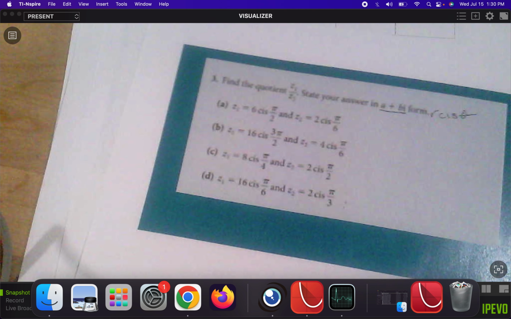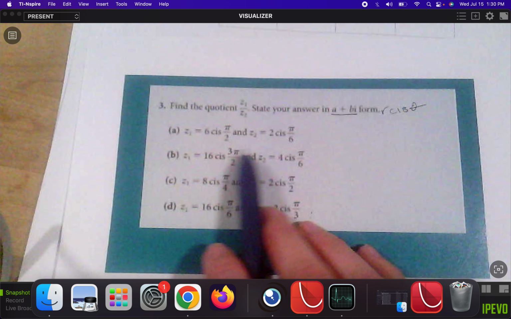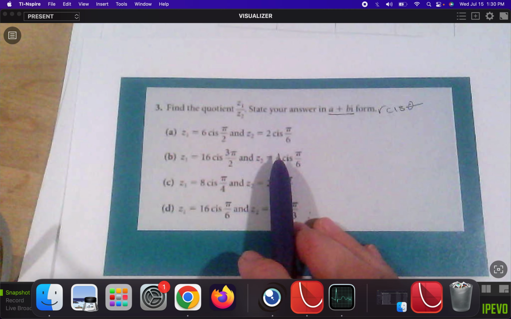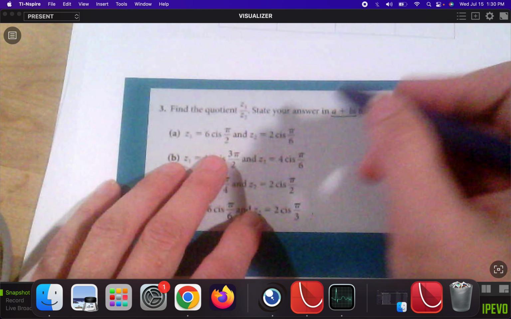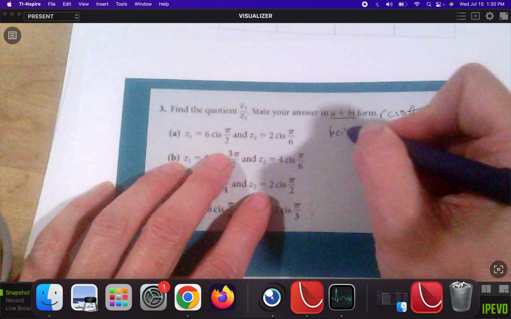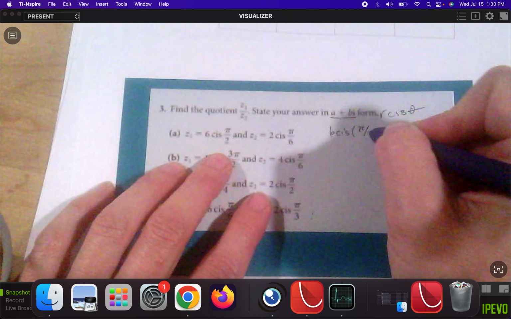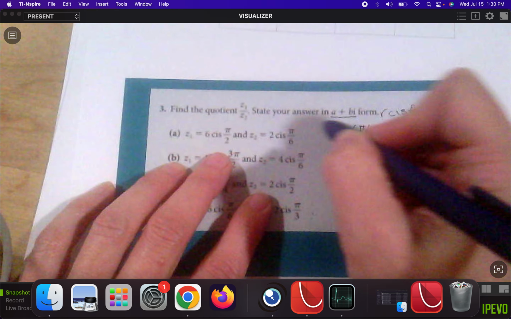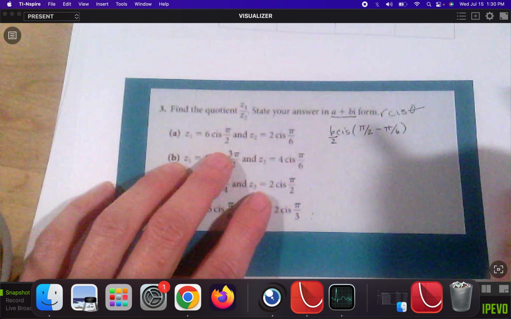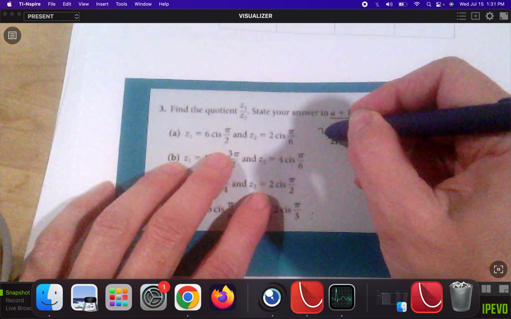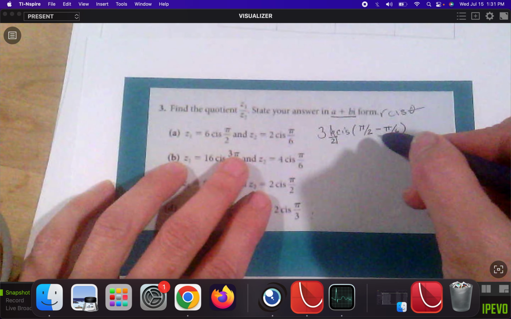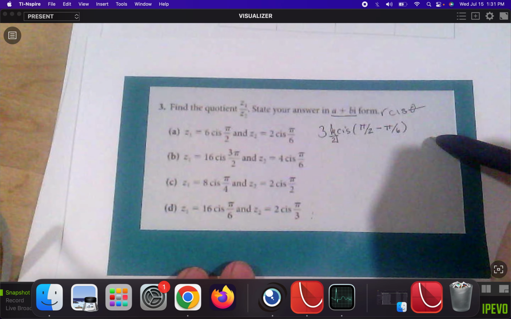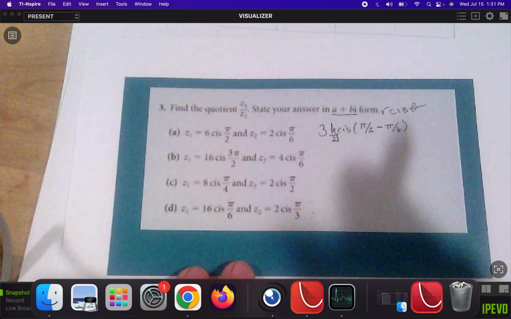And then the last thing here is just thinking about, how do I multiply them? How do I divide them? I don't actually need you to do the subtraction and the adding. You could just do 6 cis pi over 2 minus pi over 6, and then 6 over 2, well, that's just going to be 3, right? So 3 cis pi over 2 minus pi over 6. So running them out in quick hand form here.